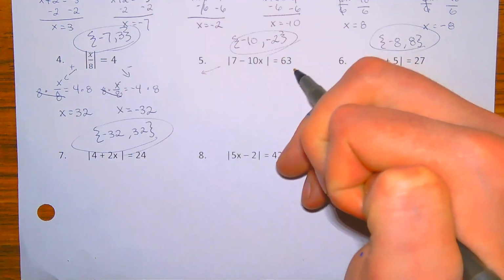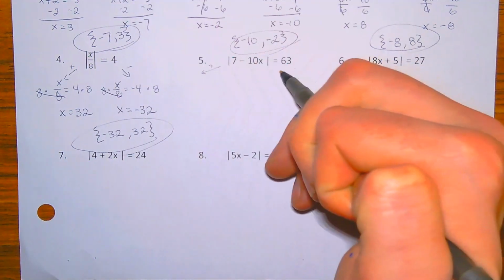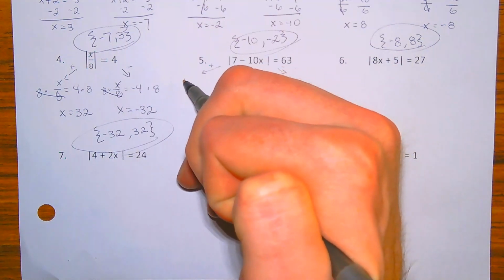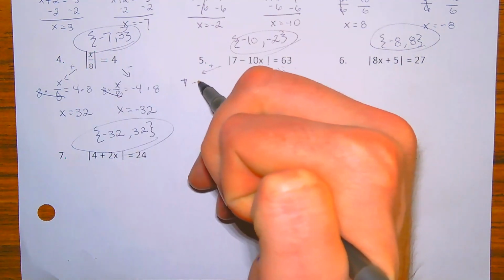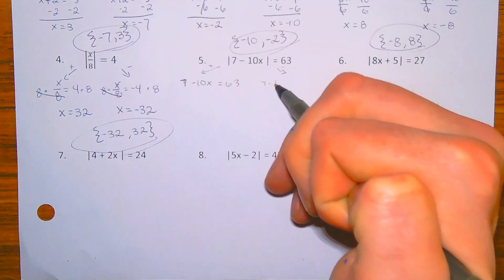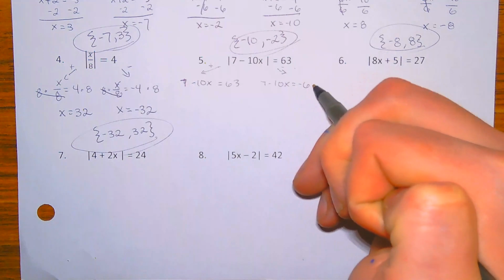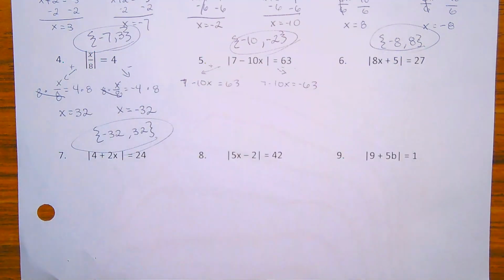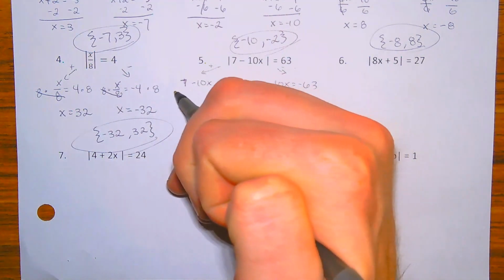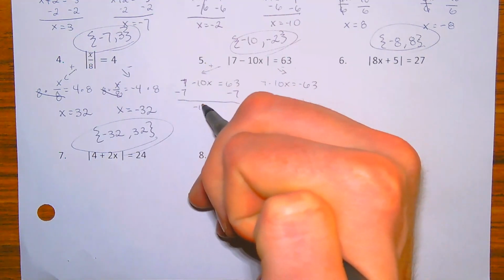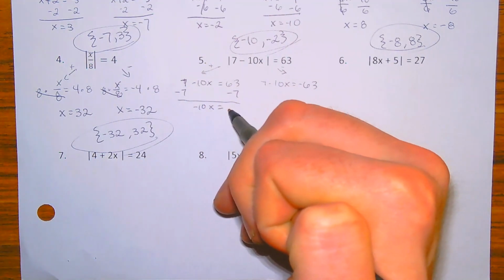Split your case. 5. You want to have your positive case and your negative case, right? So we want to have 7 minus 10x equals 63, and 7 minus 10x equals negative 63. So, just like before, in solving multi-step equations like we have in the past videos, make sure you're subtracting the 7, that's your furthest away from your x. Negative 10x equals 54.